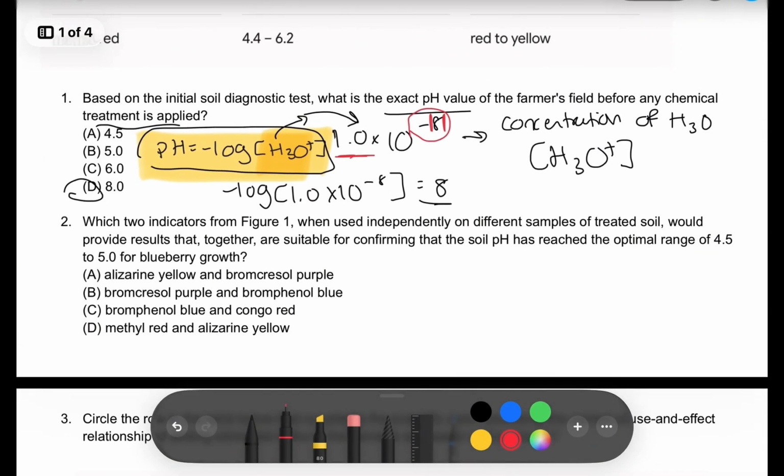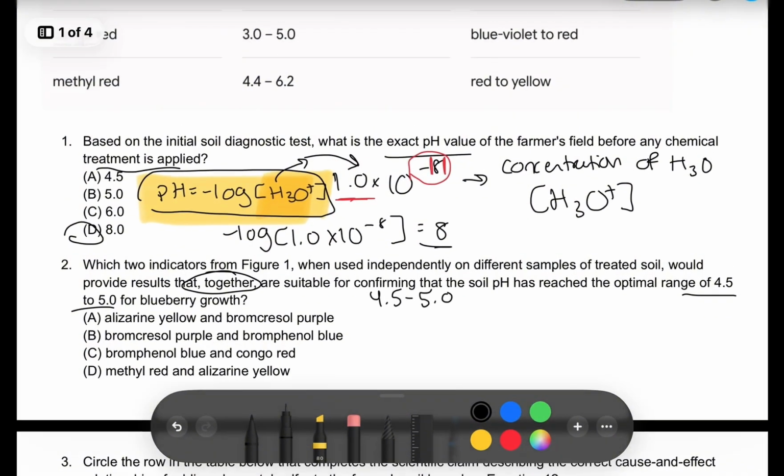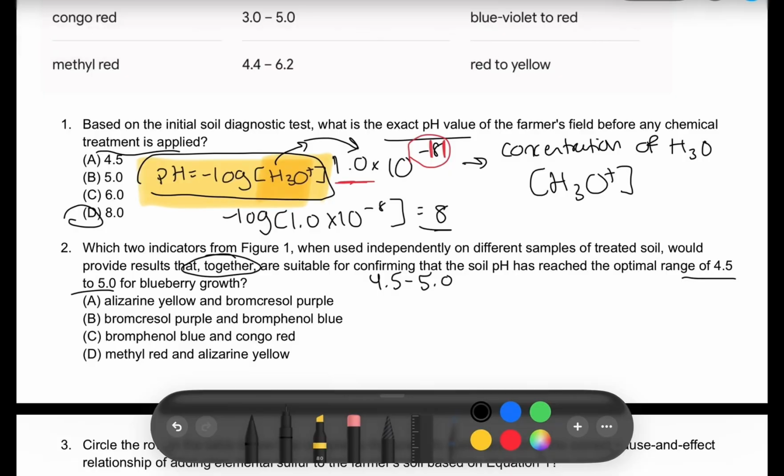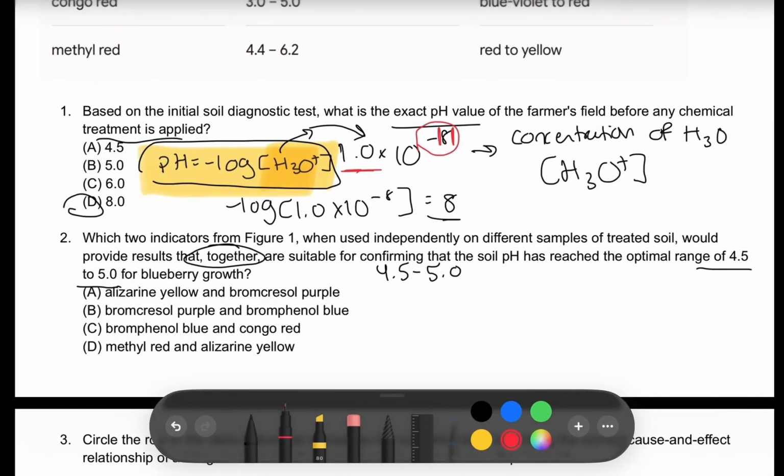The second question: which two indicators from figure 1, when used independently on different samples of treated soil, would provide results that together are suitable for confirming that the soil pH has reached the optimal range of 4.5 to 5.0. So the range that we want is 4.5 to 5.0. So it's asking basically, these are our different indicators, and they all have their own individual ranges. But if we put them together, which range would be most useful in order to help us find this specific range?